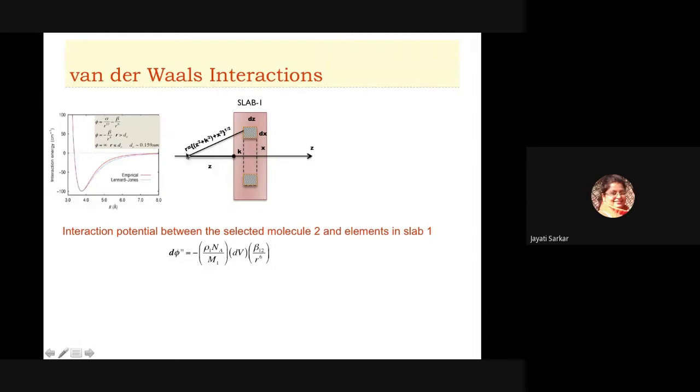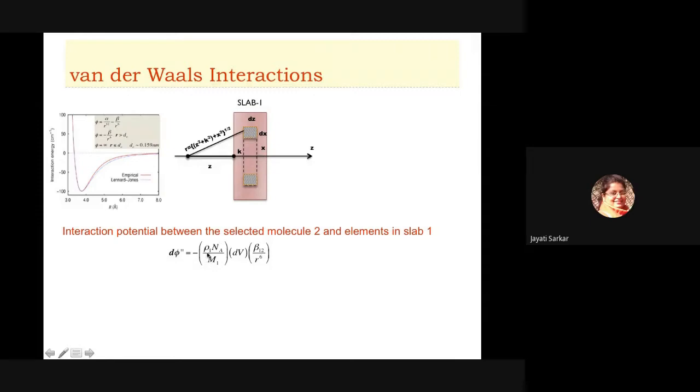We can find this out. So if there is a molecule of nature 2 that is remaining at z equal to 0, and this is a slab of 1. If I take a ring-like structure over here that is given by this shaded area, we find the interaction between this molecule and the molecules present over here. So we can see what the number of molecules present in this shaded area is.